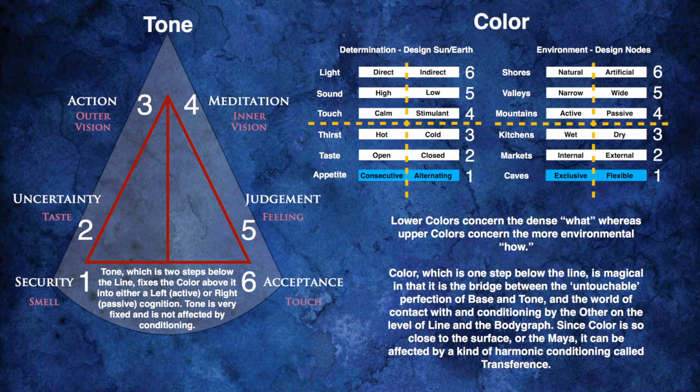Now, depending on the tone underneath that color, it could be either left or right. It could either be consecutive or alternating. And I'll get more into that in a bit. But I've noticed that people with a first color determination can have really the greatest appreciation for things, the what.